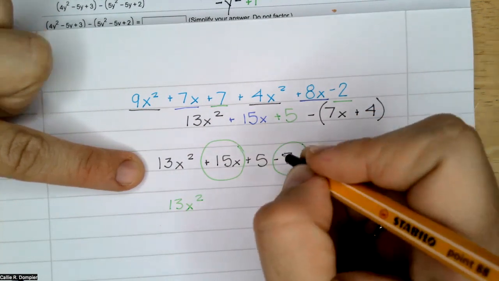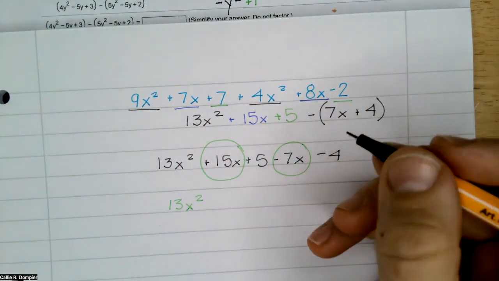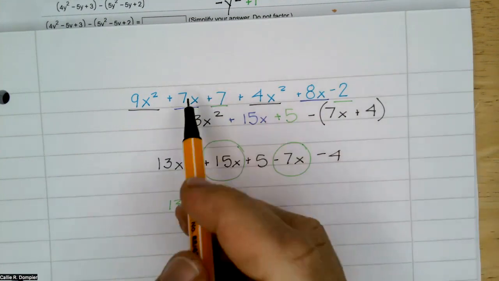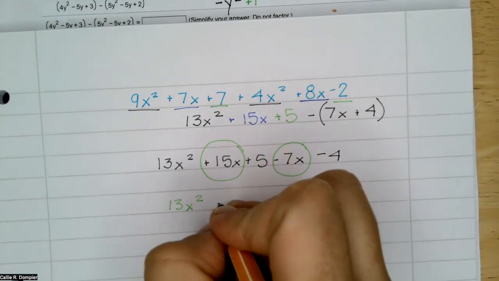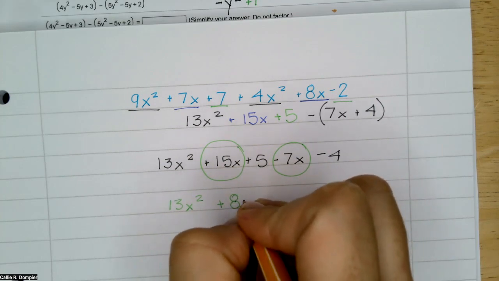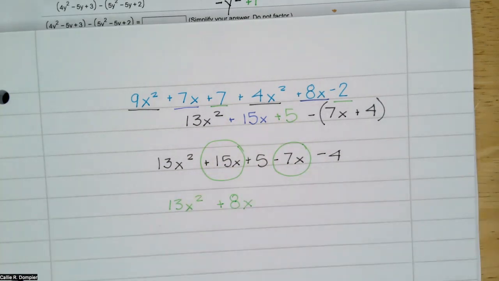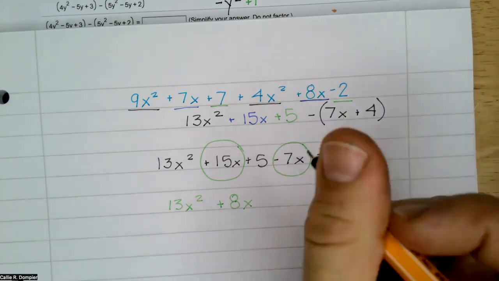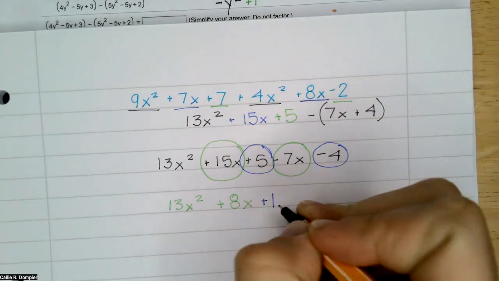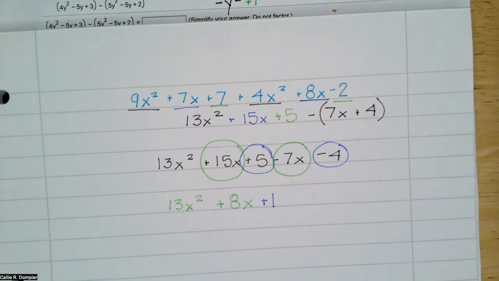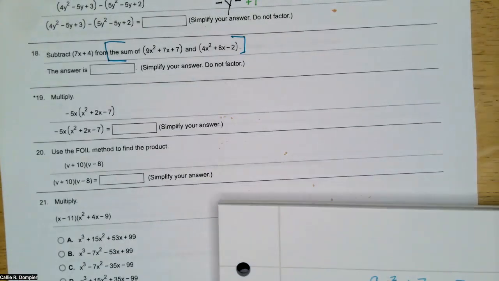Leave the 13x squared as it is. 15x minus 7. So 15 minus 7 is 8, right? Just like up here, 7 and 8 was 15. Now we're going to subtract the 7 again, and we get 8. I'm sorry. And then we are adding 5 minus 4, so that's just going to be 1. 13x squared plus 8x plus 1. Good.